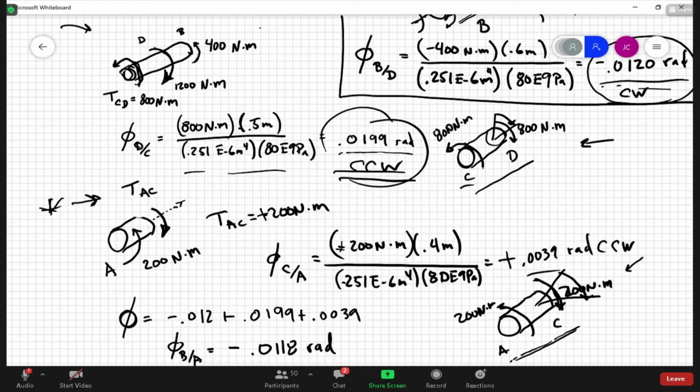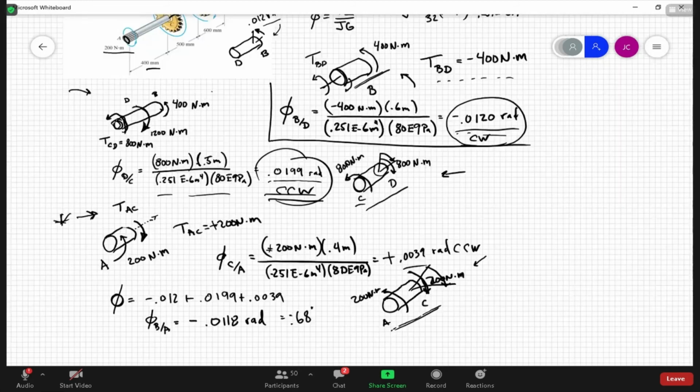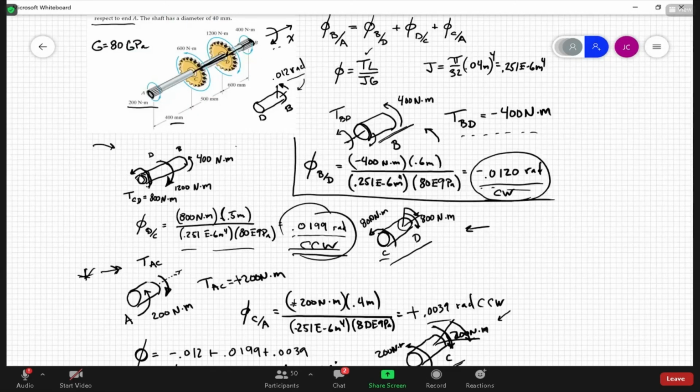So that is 0.68 degrees. All right, so that means since it's negative, it's going to be counterclockwise looking down at B. So looking down this direction, it's going to be rotating counterclockwise. So in other words, it's going to rotate in this direction.